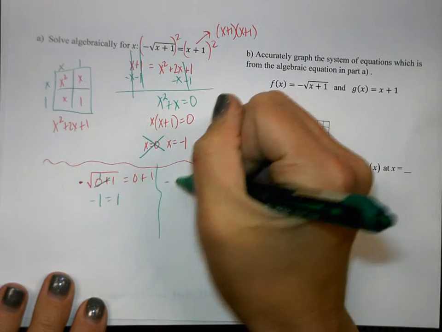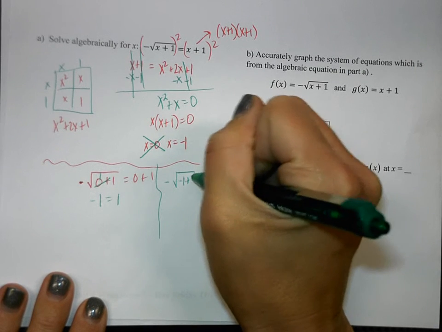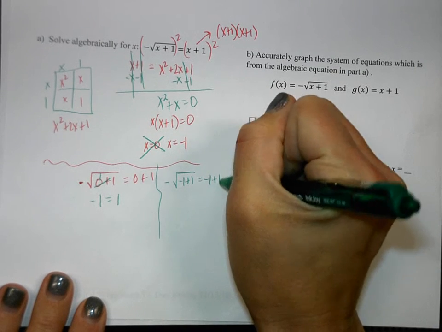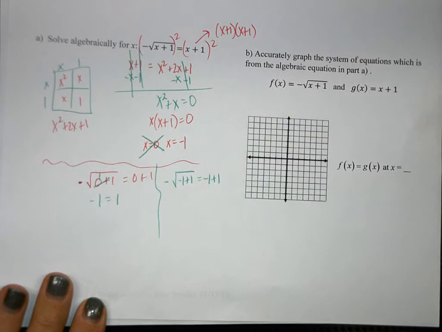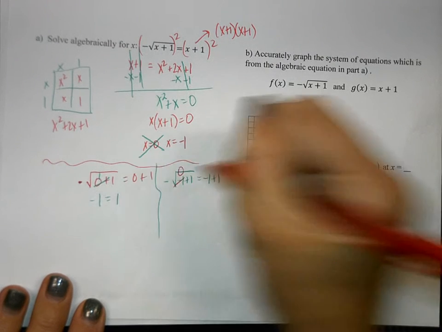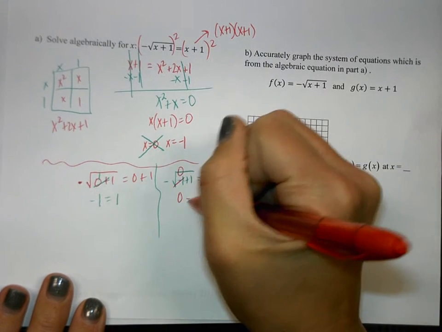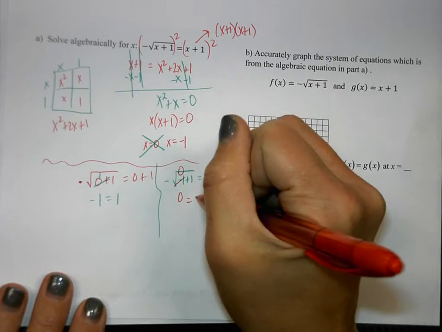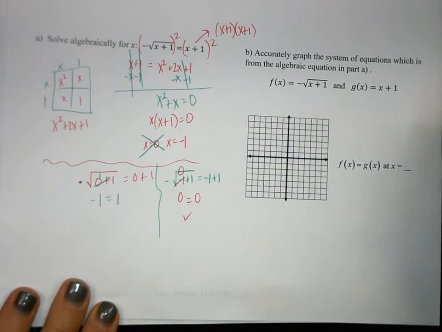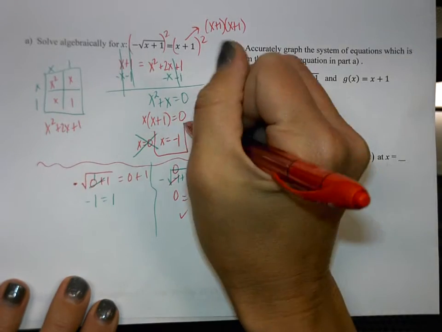So if I have negative root -1 plus 1 equals -1 plus 1, negative 1 plus 1 is 0. Negative 0 doesn't exist. 0 is just 0. And negative 1 plus 1 is 0. So that checks out. So that means that my answer is negative 1.